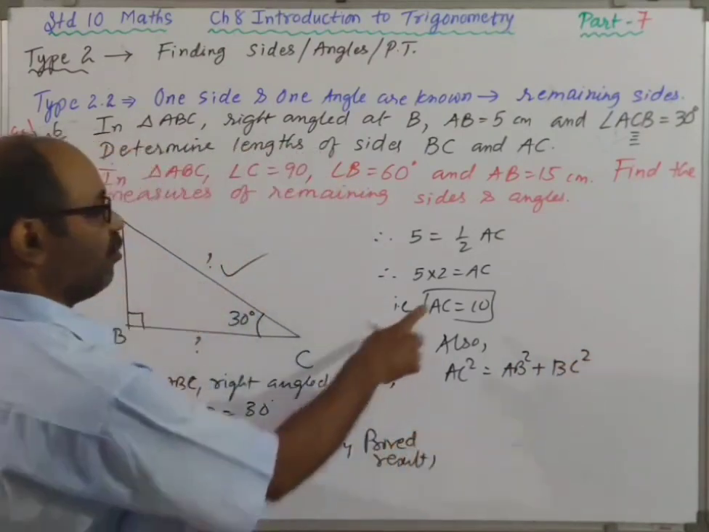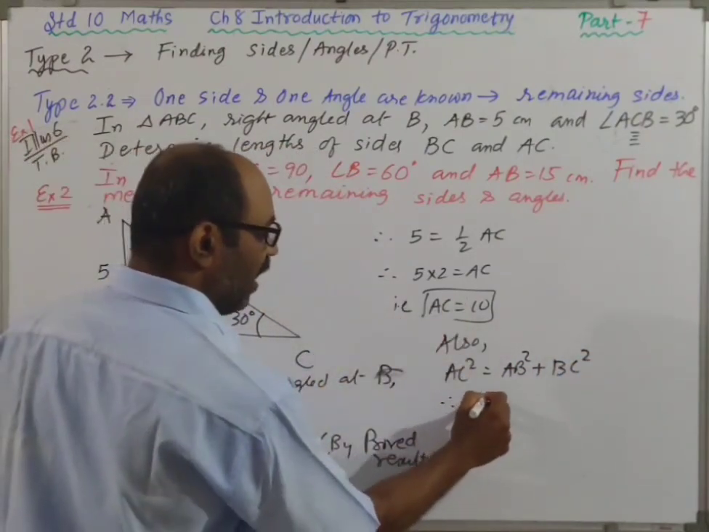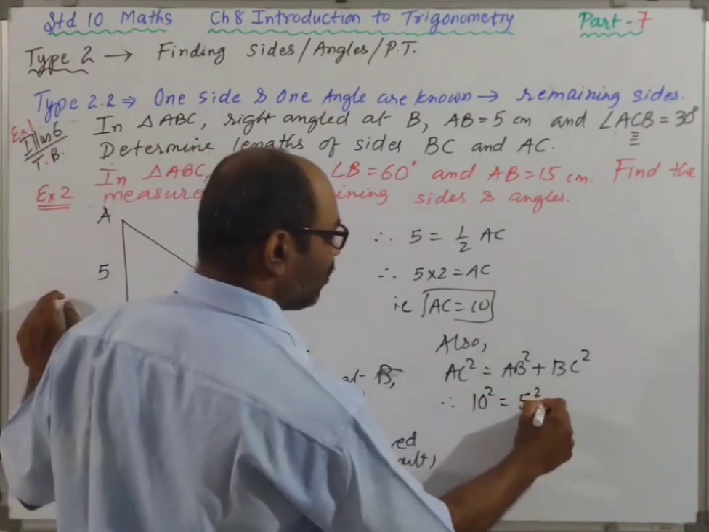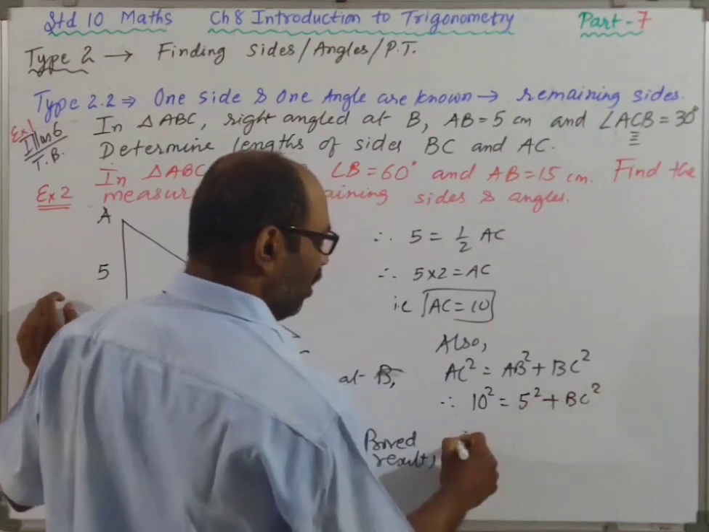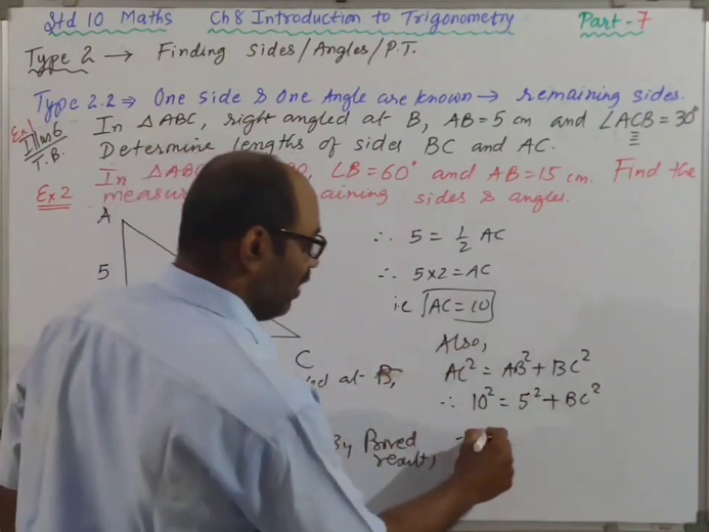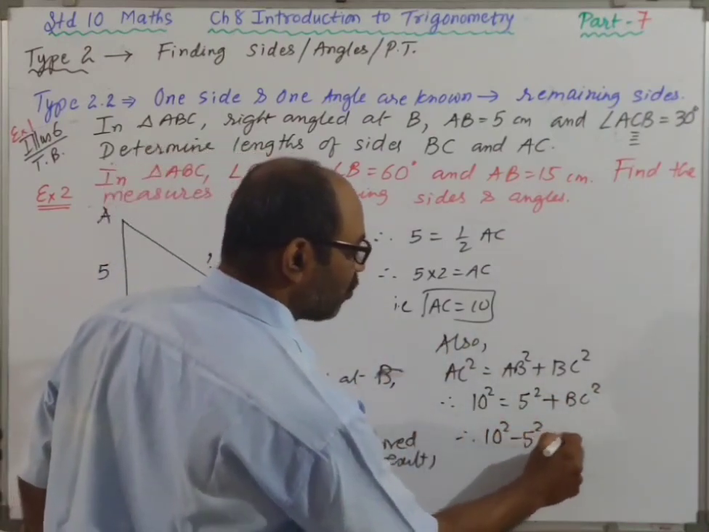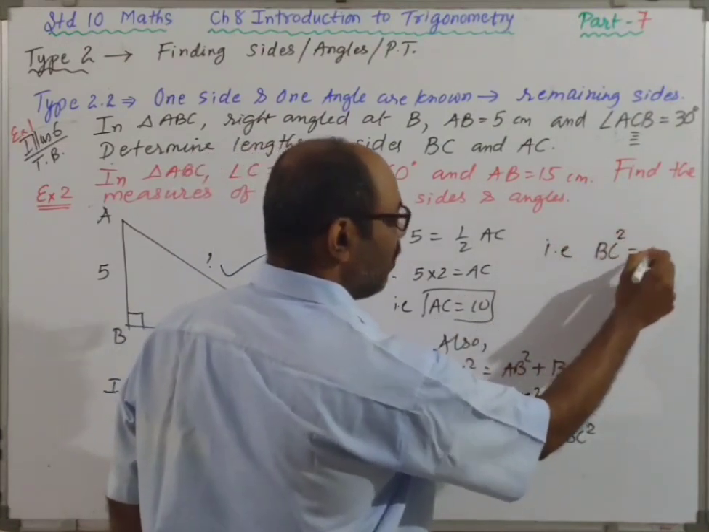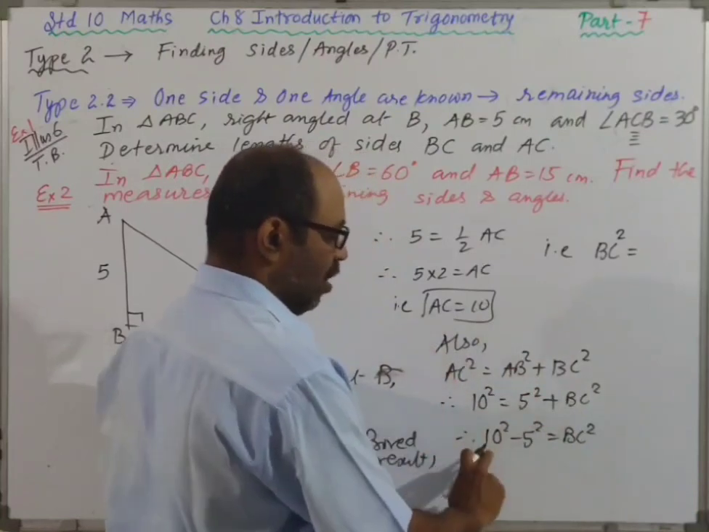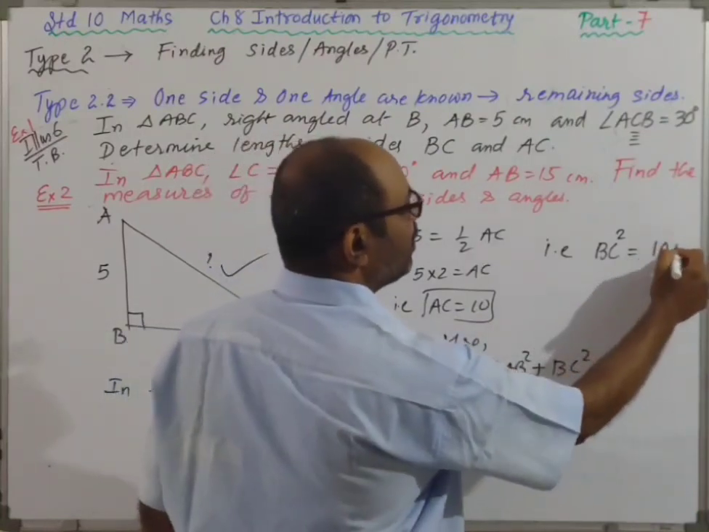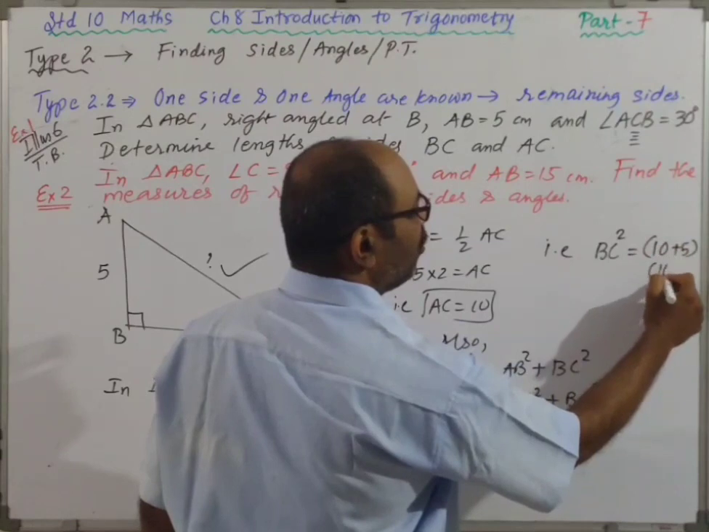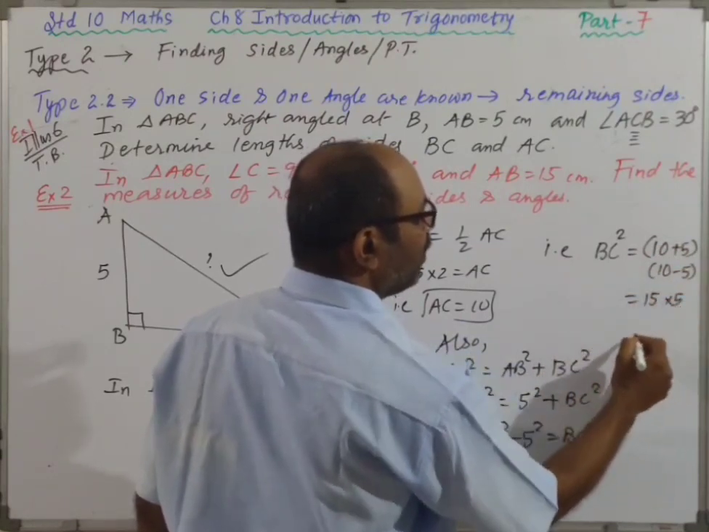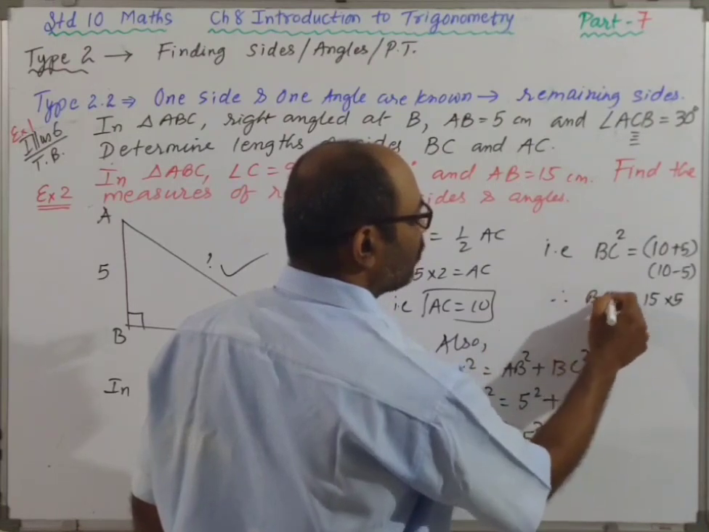चलिए AC, now you know 10. 10 square is equal to AB, that is 5. So 5 square plus BC square. Use A square minus B square. 10 square minus 5 square is equal to BC square. i.e. BC square, right hand side left hand side लिखा, और 10 square minus 5 square is 10 plus 5 into 10 minus 5. That is 15 into 5. Therefore, BC square is this.